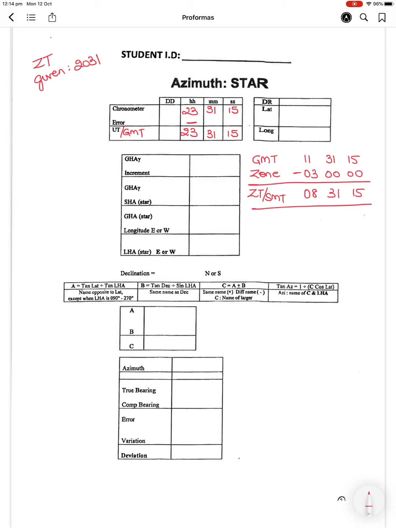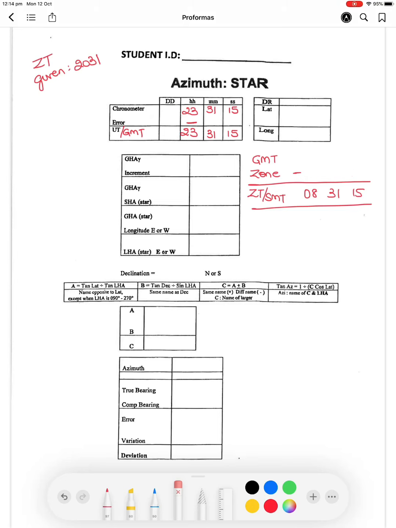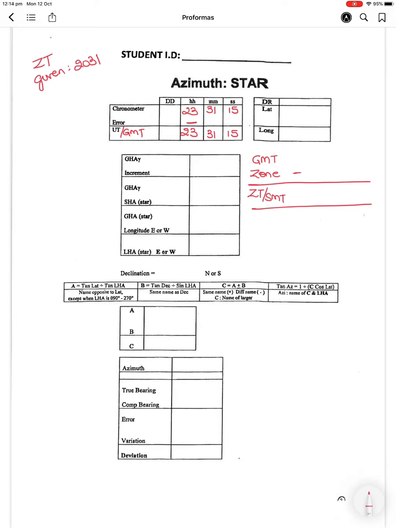I still don't have the date. Now why have I added 12 hours to it? Because when the chronometer is showing me 11:31:15, it could be 11 in the morning or 11 at night. Now if it's 11 in the morning, my answer didn't work out. So if it's 11 at night at GMT, let me see if my answer works out or not. Alright, so if I say my GMT is 23:31, the date is still not known to me.